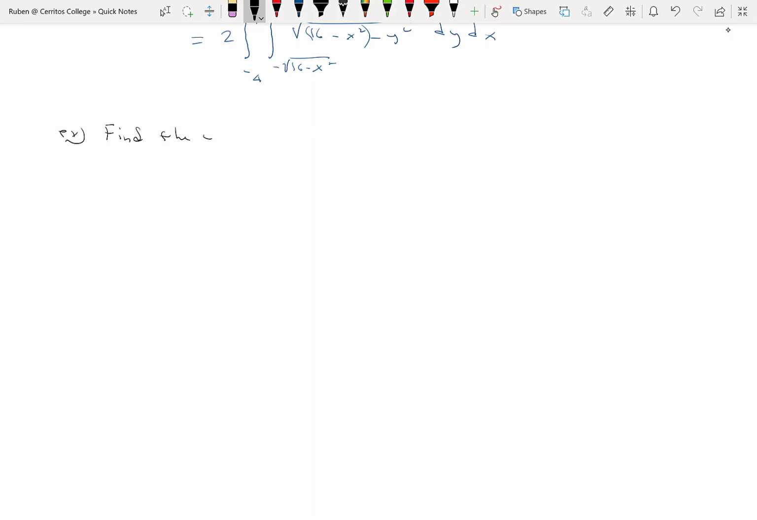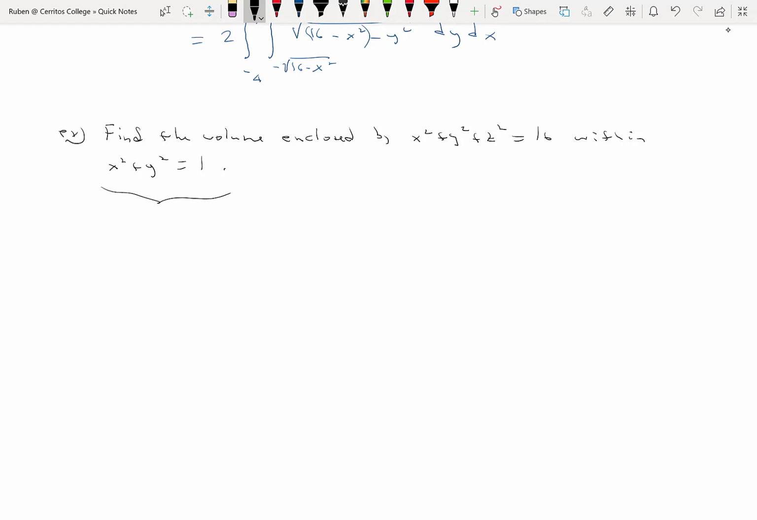Find the volume enclosed by the sphere x squared plus y squared plus z squared equals 16, but within x squared plus y squared equals 1. Okay, what does this mean? We're still in the sphere, centered at the origin, radius 4. But we're finding the volume enclosed by that sphere, but within x squared plus y squared equals 1.